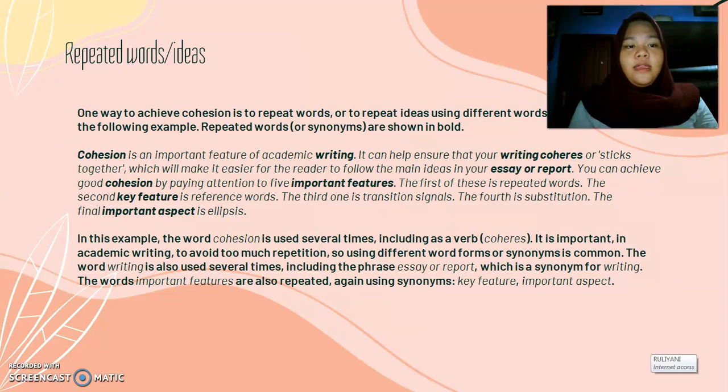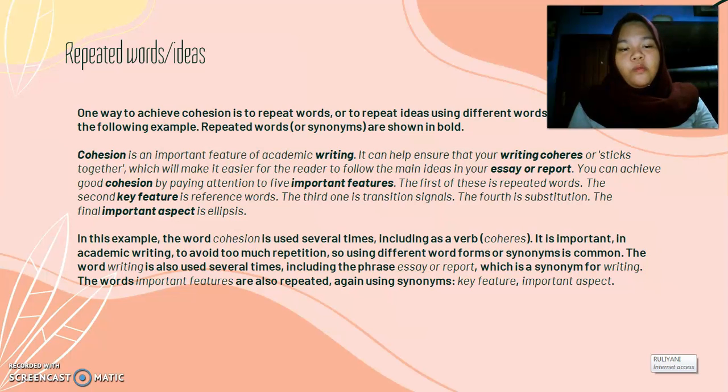Repeat word or idea. One way to achieve cohesion is to repeat words or to repeat ideas using different words or synonyms. Study the following example. Repeated words or synonyms are shown in both. I will read the example.